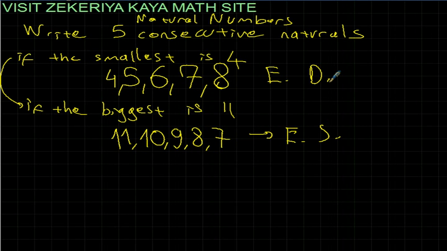Okay, the last one, if the mid one is, let's say 13. Write the numbers if the mid one is 13. These are types of questions and these are easy ones.